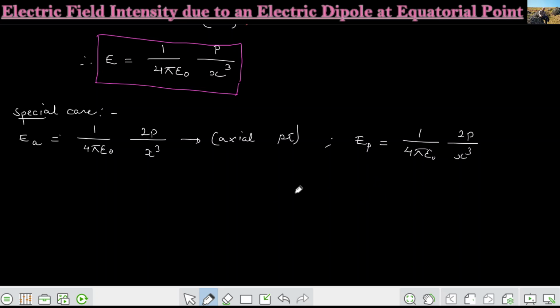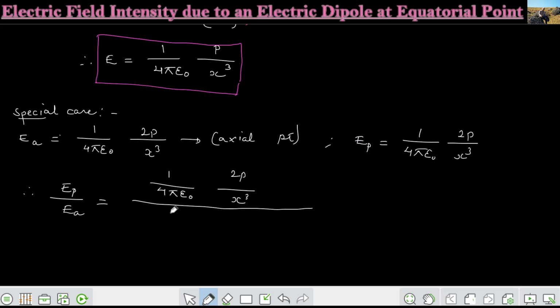Now, if you look at this expression, if we divide EP by EA, you have to write that expression again, 1 by 4 pi epsilon naught. Oh, sorry, there's one mistake. Let me write it in a proper way.